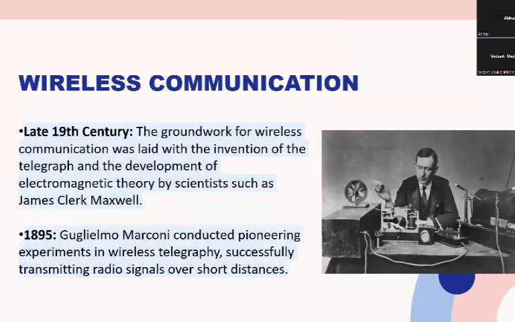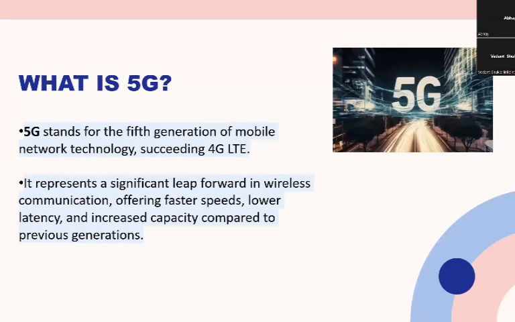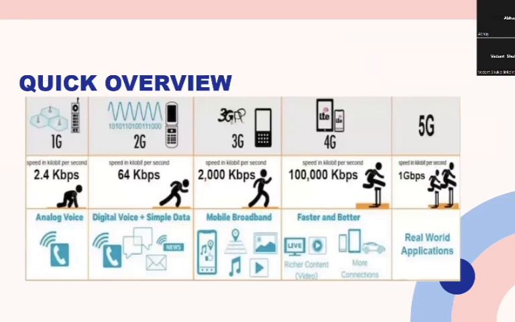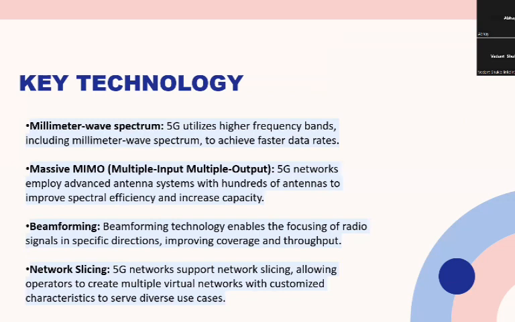There were only 2 scientists who we can say were the real framework builders for wireless communication. One was the scientist who invented electromagnetic theory, and then Marconi, who experimented with that theory and got a result with radio signals. And then I talked about 5G, and this is a quick overview of that. This picture summarizes it all. And the technologies that helped us make 5G are the millimeter wave spectrum, multiple input multiple output, beamforming, and network slicing.